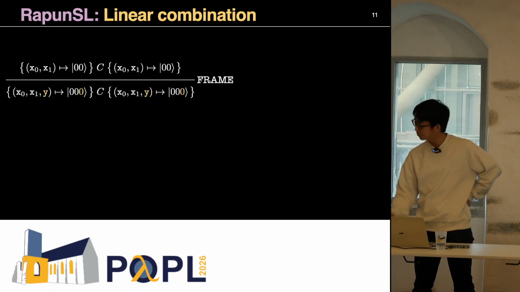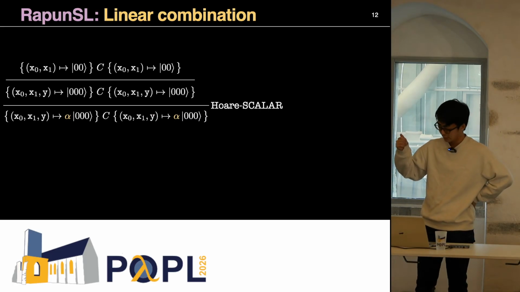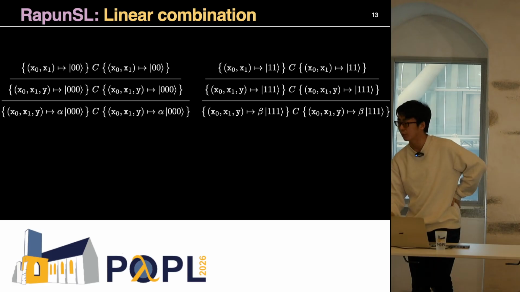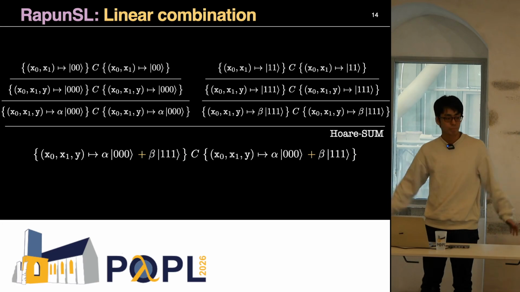Now, with the frame rule, you can add another qubit. In this case, this is disentangled, so this is allowed. Now you can add a scalar to derive this. You can do the same game for the case of 1. And you can finally take the sum to derive the thing you want to have. So it works.